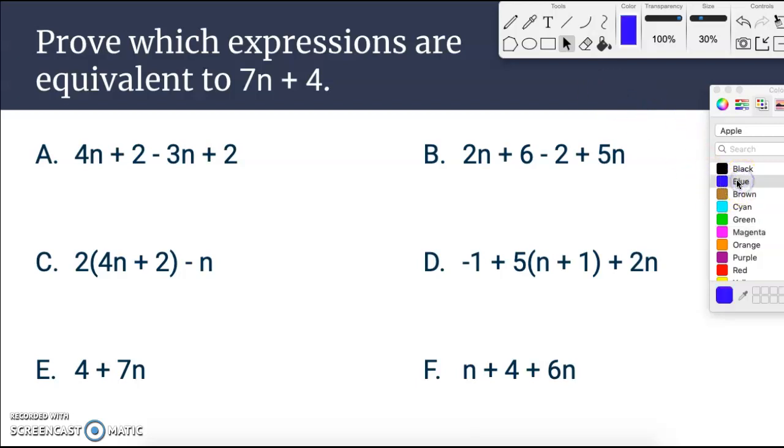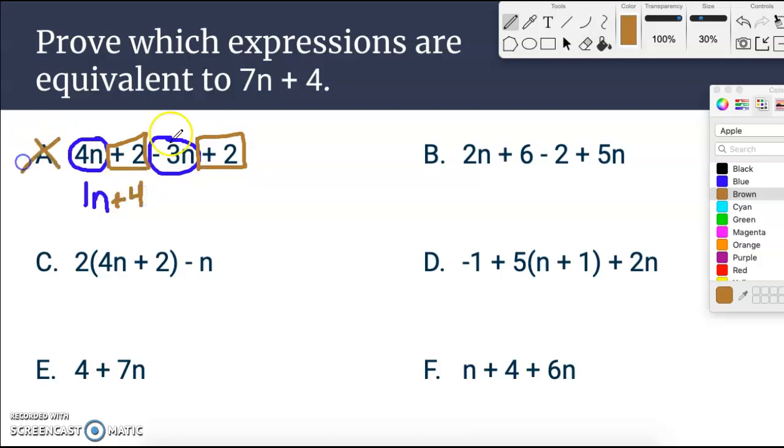And then for my work, for A, 4n plus 2 minus 3n plus 2, lots to simplify here. 4n minus 3n, 4 minus 3 is 1n. I can stop there. That minus 3 means we're subtracting, and 1n is not the same as 7n, but just in case you finish this, positive 2 and positive 2 here do make positive 4, but 1n or n is not the same thing as 7n, so A is not equivalent.